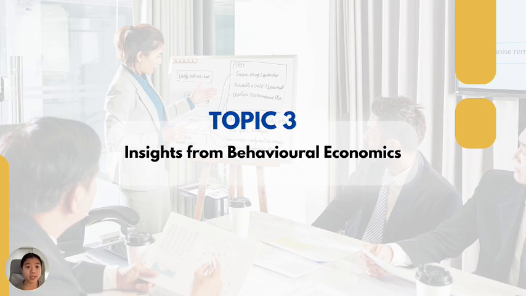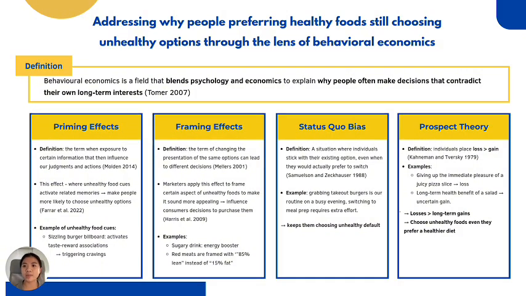Let's move on to topic 3, insights from behavioral economics. So, behavioral economics combines psychology and economics to explain why people act against their long-term interests. So, I'll use four key behavioral economics concepts: priming effects, framing effects, status quo bias, and prospect theory to understand why people preferring healthy foods still choose unhealthy options.